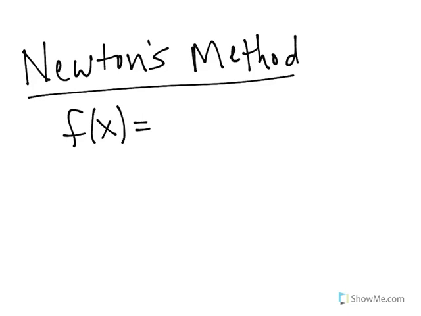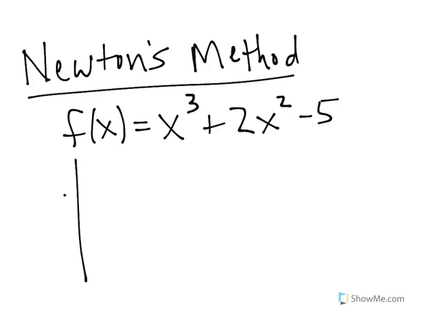We're going to start out with this function here: f of x equals x to the third plus 2x squared minus 5. Now I'm choosing this example for a couple of different reasons. First of all, it's a cubic, and something you hopefully remember is that every cubic has at least one real zero. And also, I'm choosing this one because the cubic does not factor very easily.